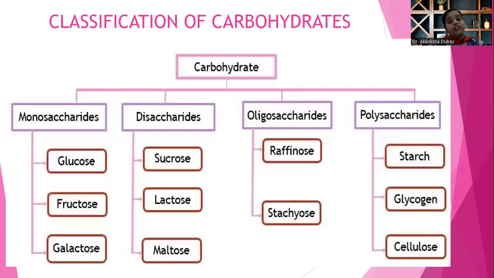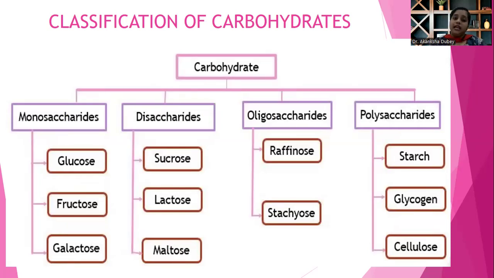Now, talking of classification of carbohydrates, they can be classified into four different categories: monosaccharide, disaccharide, oligosaccharide, and polysaccharide. As the name suggests, monosaccharide means it contains only one saccharide unit or sugar unit. Disaccharide contains two sugar units or sugar moieties. Oligosaccharide might contain 2 to 10 sugar moieties, and polysaccharide contains more than 10 sugar moieties.